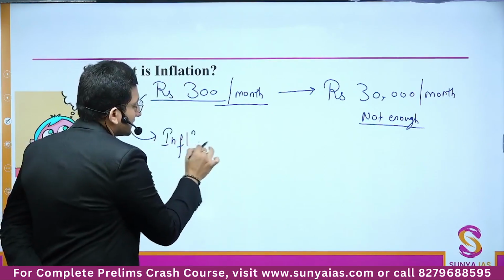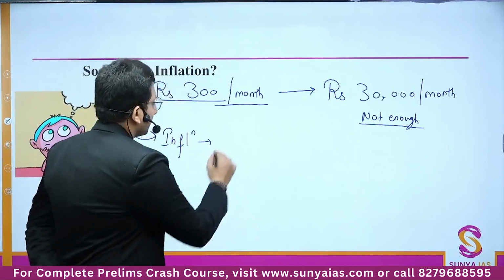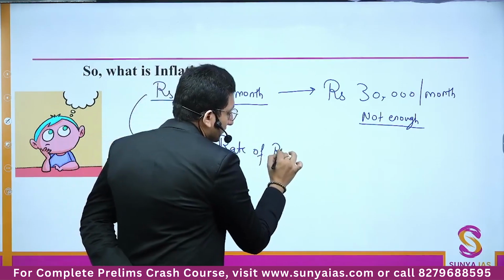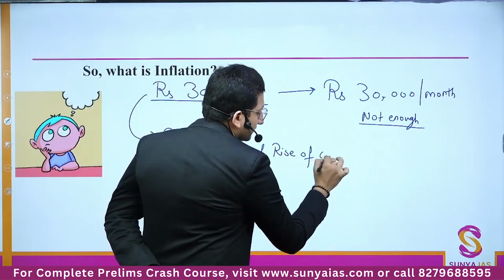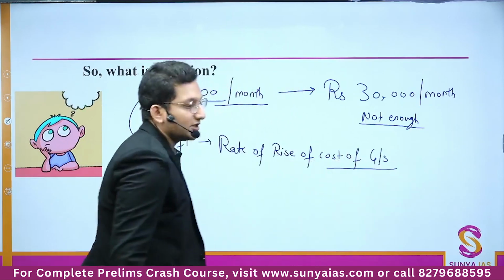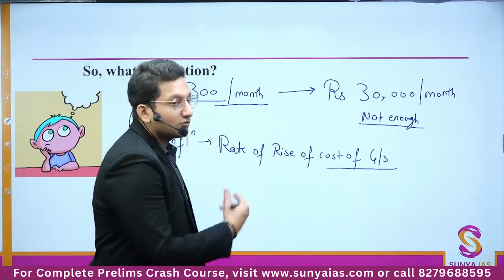Because it is the inflation, which is nothing but the rate of rise of cost of goods and services. Rate of rise of cost of goods and services. Because things also kept getting expensive, right? That is why wages went up. Because things kept getting expensive.